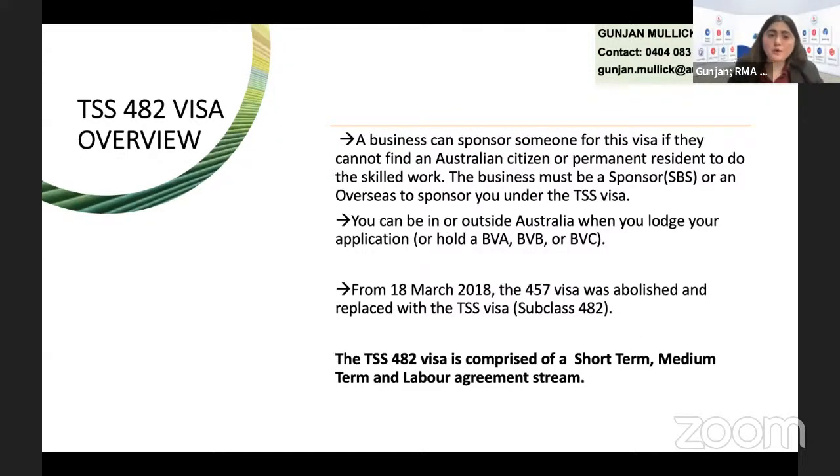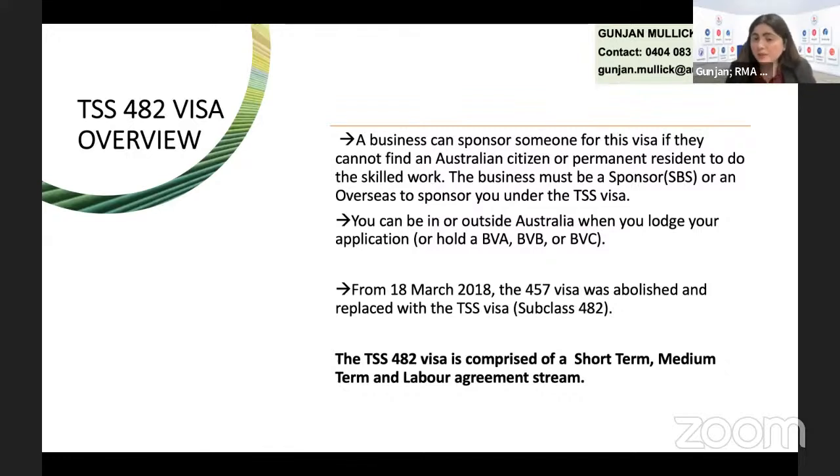Now, this is just an overview. So I've listed the title here that this is the overview. The business can sponsor someone for this visa if they cannot find an Australian citizen, as I mentioned. The business must be a sponsor, or an overseas sponsor, to sponsor you under the TSS visa.